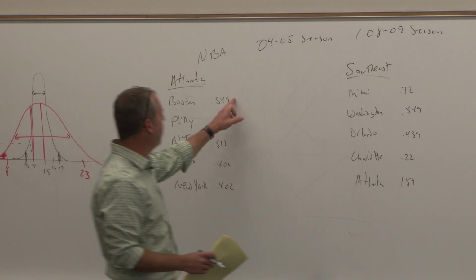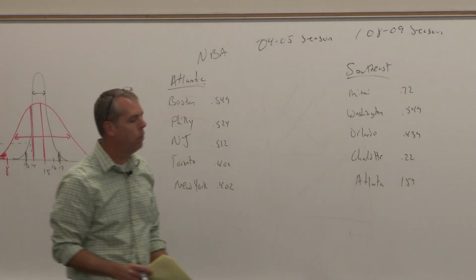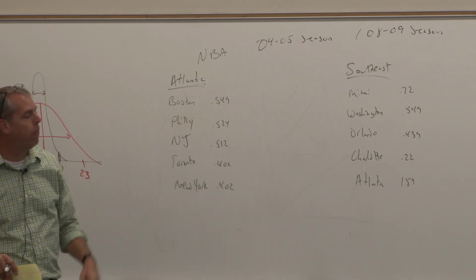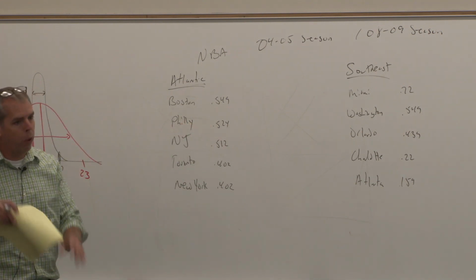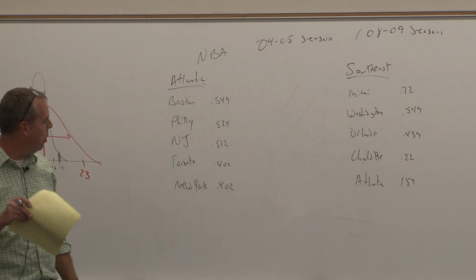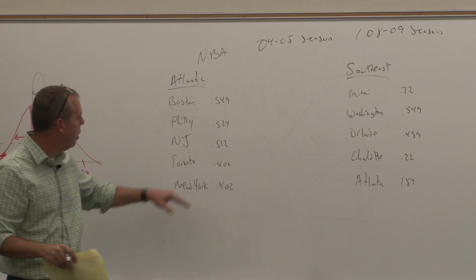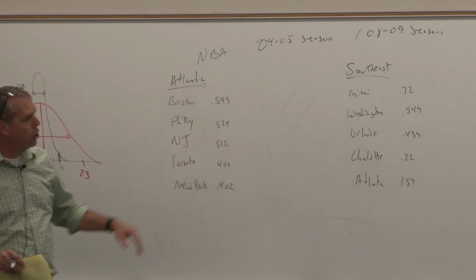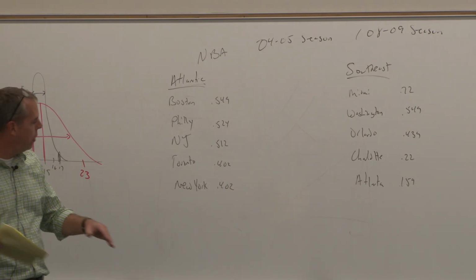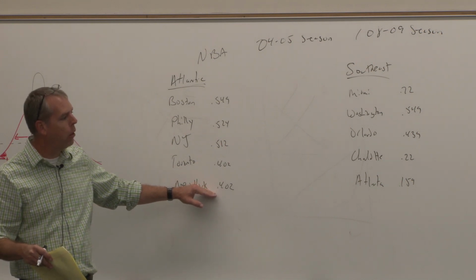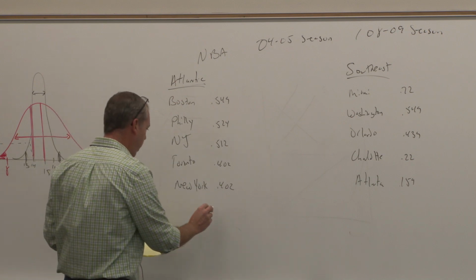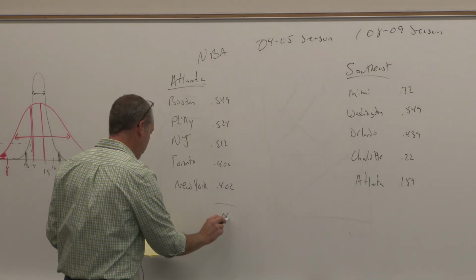And so if we do this: 0.549 minus 0.5, 0.049 squared, plus 0.524 minus 0.5, 0.024 squared, plus 0.512 minus 0.5, 0.012 squared, plus 0.402 minus 0.5, 0.098 squared, plus 0.098 squared. Add all that up, divide by 5. We're going to get here 0.0666.